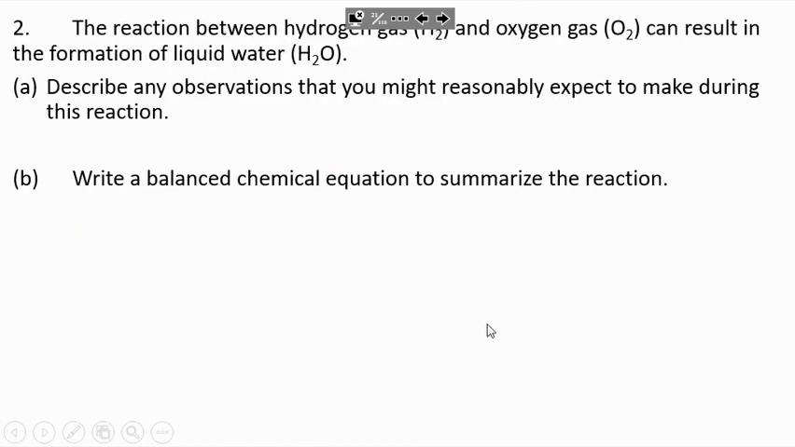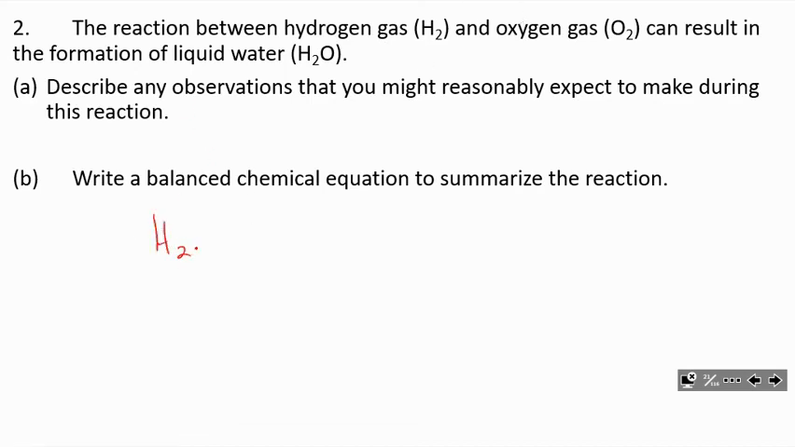All right. Reaction between hydrogen gas and oxygen gas can result in the formation of liquid water. Describe any observations that you might reasonably expect to make during this reaction. So we're taking these two things, and we're going to go from gas into a liquid. That would be something that we would see. You would probably see some sort of condensation formed as well. And then we're taking H2 and O2, and we're going to combine them into water, and then we need to balance, and now I've got it balanced.